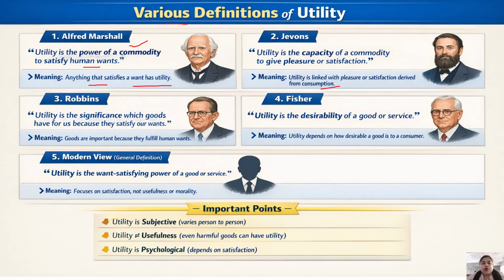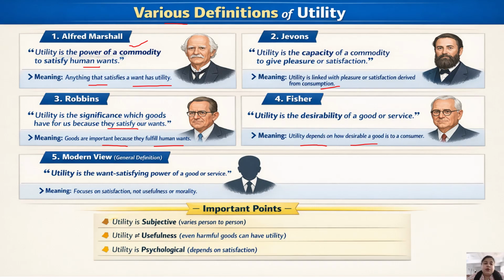The next is Robinson. Robinson defines utility as the significance which goods have for us because they satisfy our wants. So Robinson says goods are important because they fulfill human wants. The next definition is given by Fisher, who says that utility is the desirability of goods and services. So Fisher says that utility depends upon how desirable a good is to a consumer.